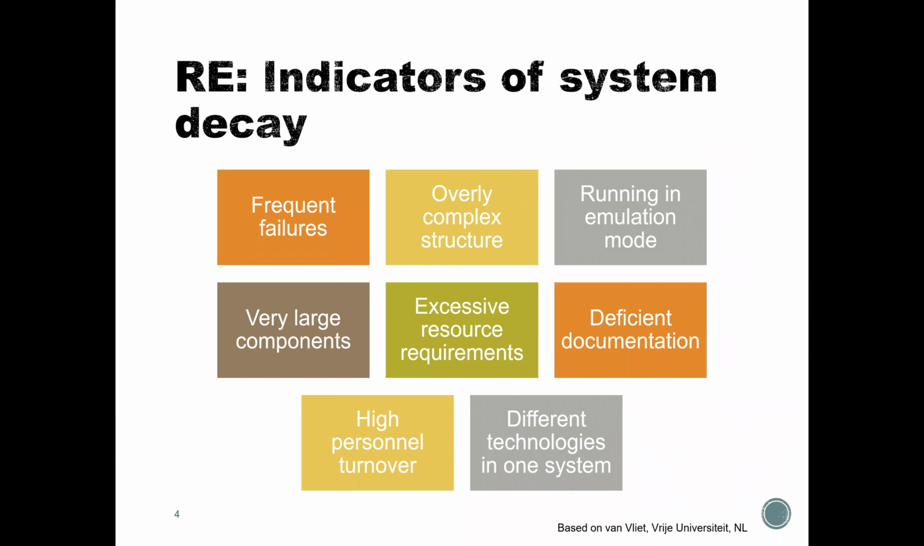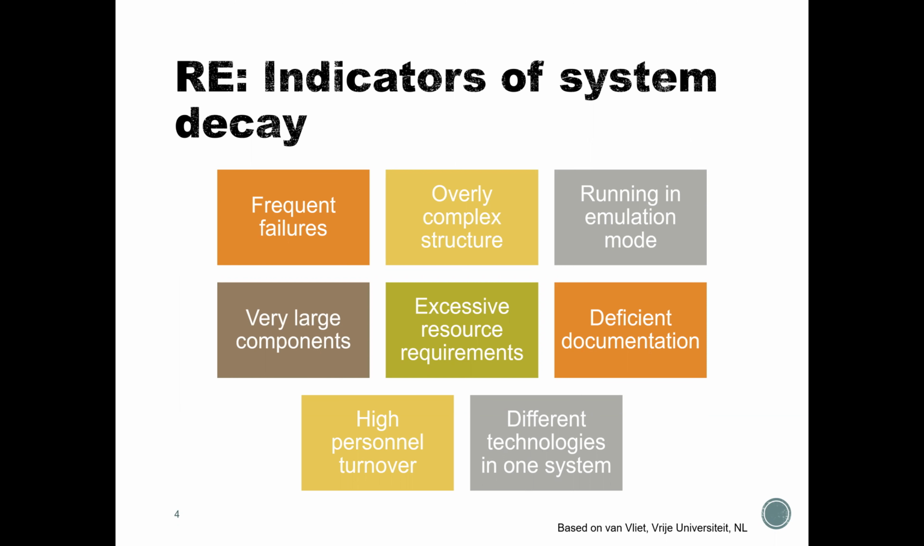So, if you see this slide, the indicators of a system decay. In our first lecture, we discussed that there are basically three different issues which result in system decay. The first one was the technical issue, and in technical issues, we saw there were three different parameters. The first is a very large component, the second was over-reliance on complex structure, and the third was running in emulation mode.